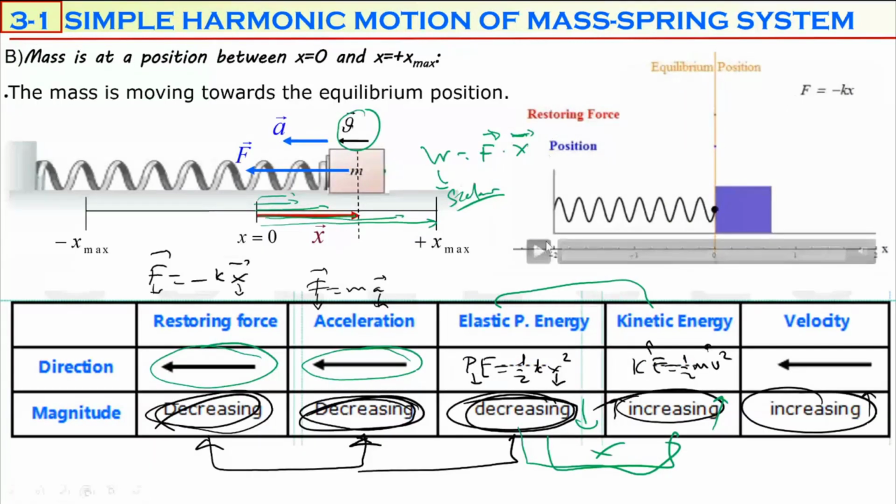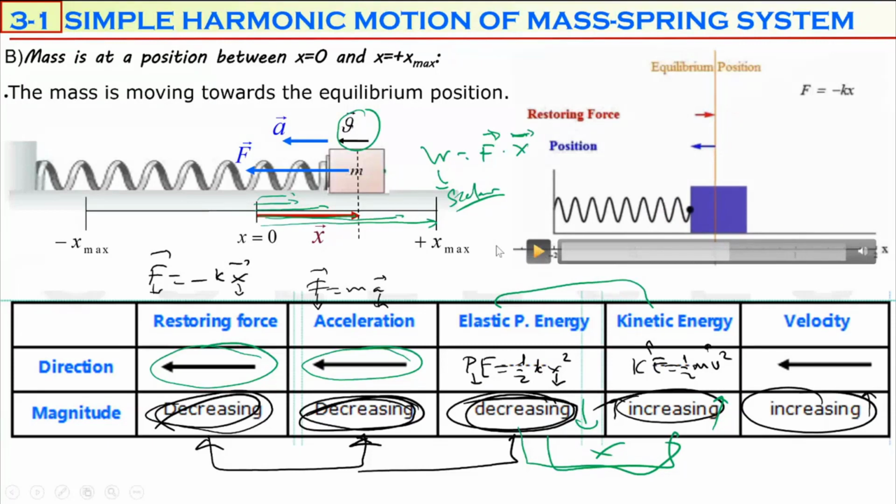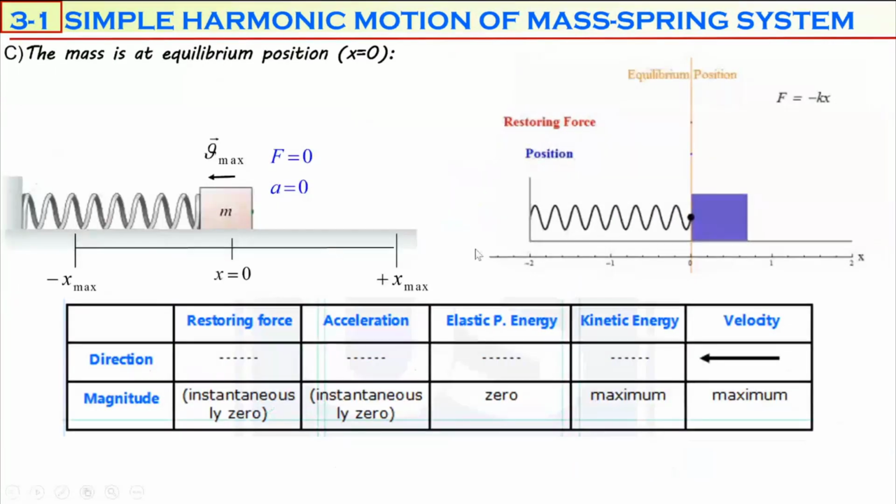C. Now I will study the position when this mass arrives at the equilibrium position right here. So let's study the position when the mass is at the equilibrium position. At the equilibrium position, remember, x is 0. No compression, no stretching. If x is 0, restoring force is instantaneously 0. Only at the equilibrium position does restoring force become 0 according to the equation. Remember the equation, F is equal to negative kx. If x is 0, F is 0. If F is 0, acceleration is 0 according to the second law of motion.